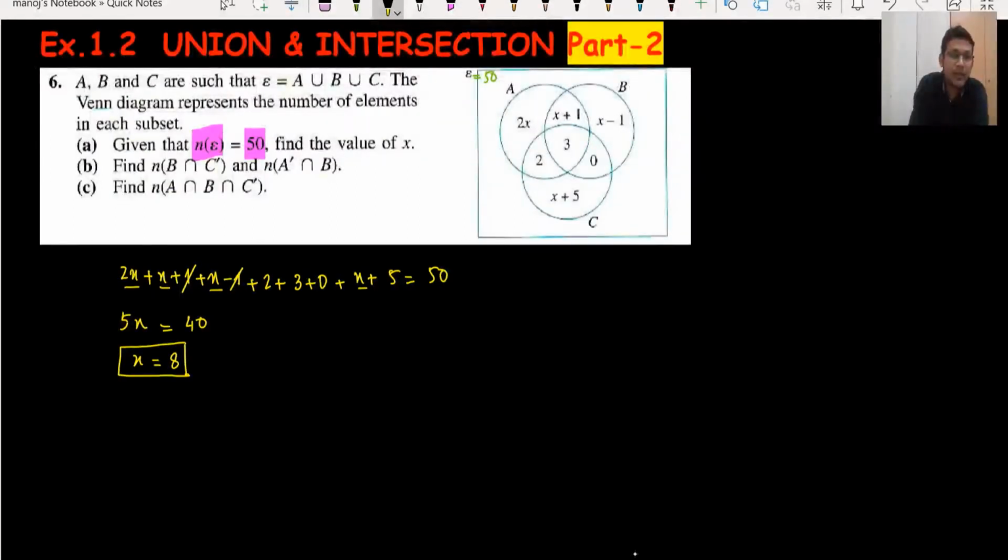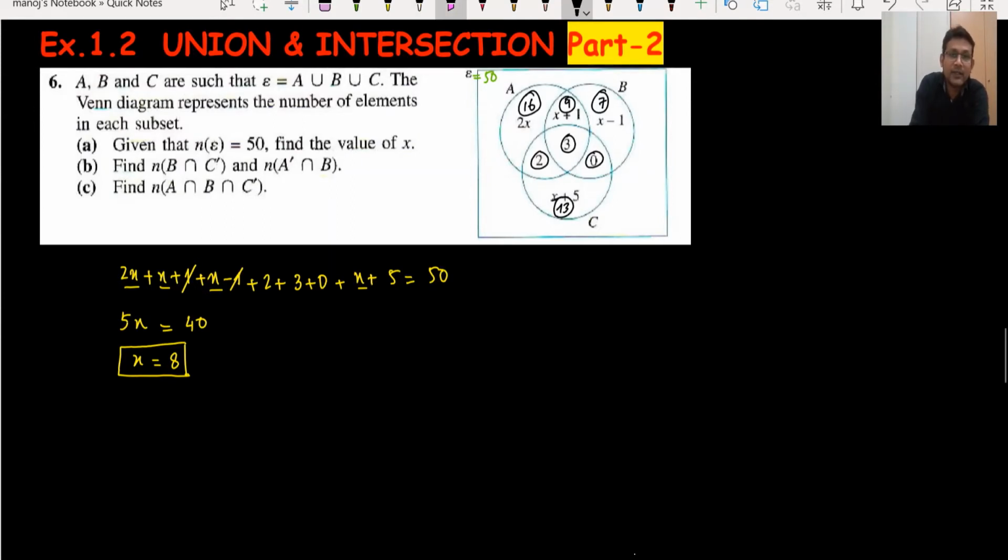Now that we know the value of x, suppose this part: 2 multiplied by 8 is 16. There will be 16 elements in this part. This will be 8 plus 1, which is 9. 8 minus 1 is 7. Then the number of elements: 2 is there, 3 is there, 0 is there, and 8 plus 5 is 13. So now we have all the elements.